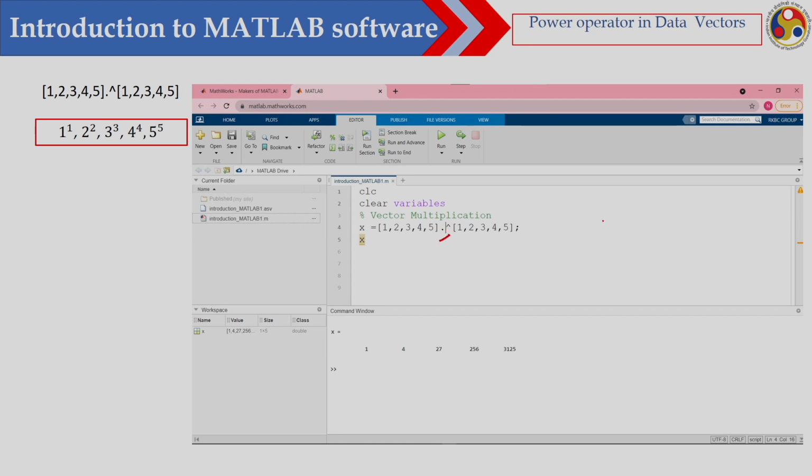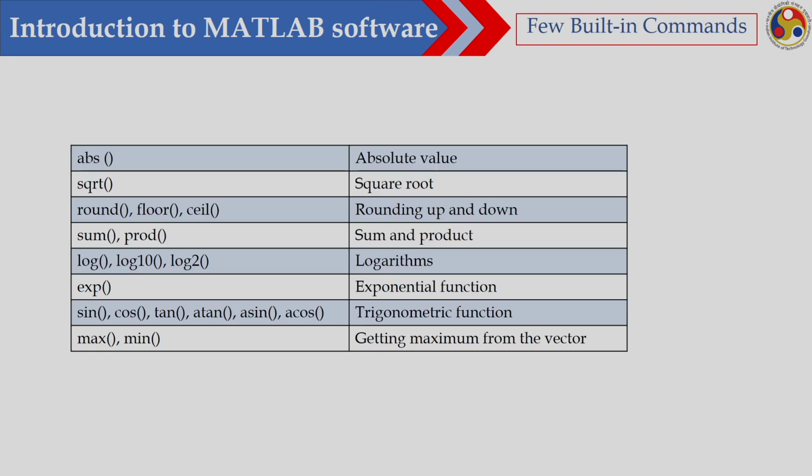okay, so here what I am doing, this is 1, 2, 3, 4, 5, okay, and then I am using dot cap, then this is 1, 2, 3, 4, 5. Okay. So, then you are getting 1 to the power 1, this is 1, then 4, 27, 256, 3125.